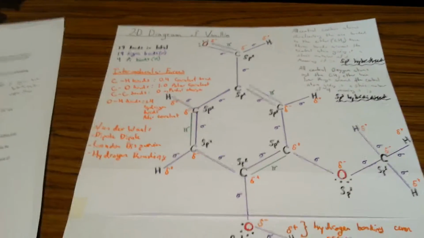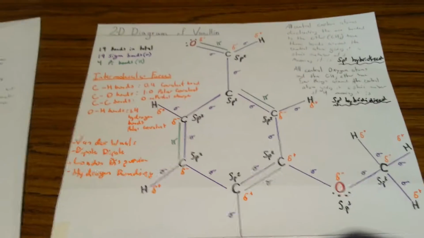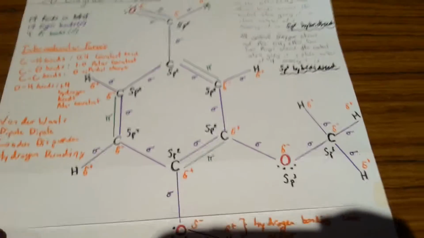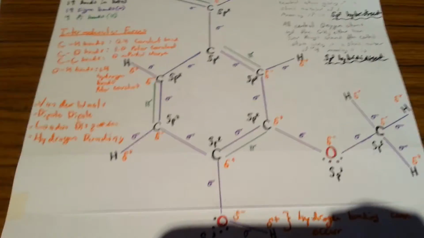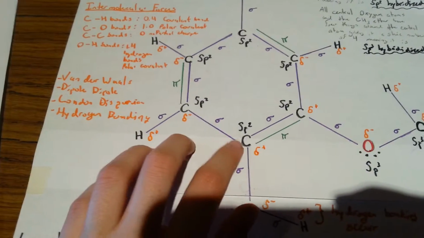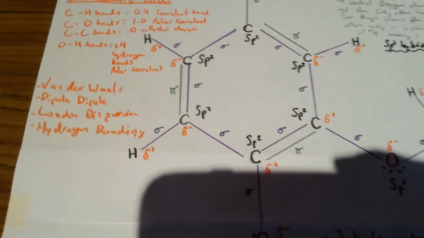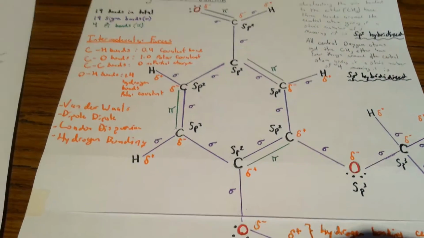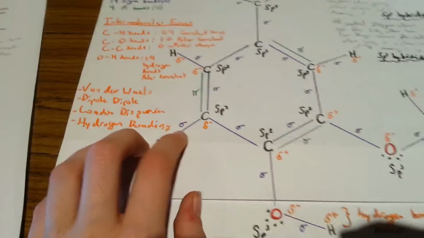Hi there, in this video I'm going to talk about the sigma and pi bonds. This is my 2D diagram of vanillin, and it's much easier to see the intermolecular forces, the hybridization, and the bonds. So everywhere in purple, so these CH bonds, these CC bonds, this OH bond, everywhere that's purple, they are all sigma bonds, as indicated by this little Greek symbol here.